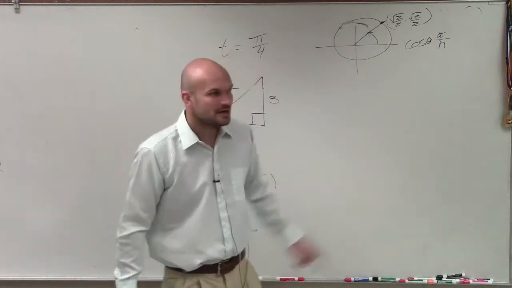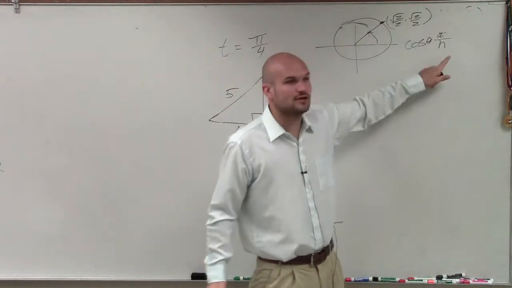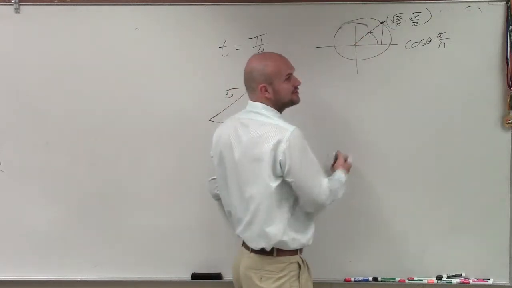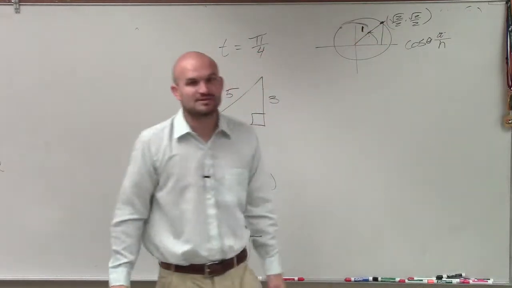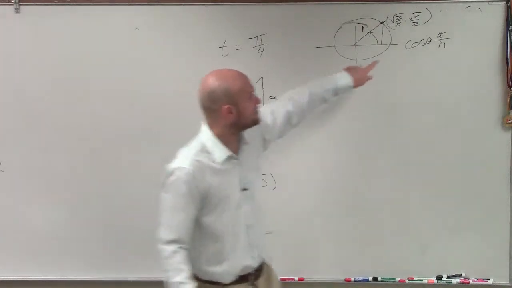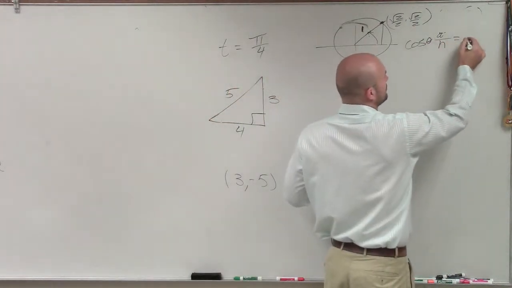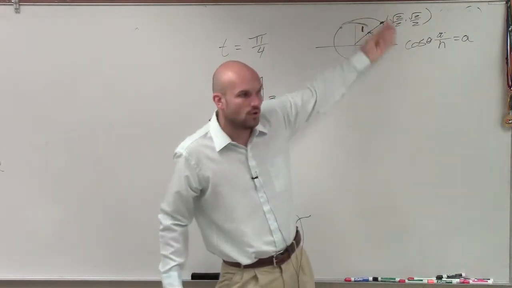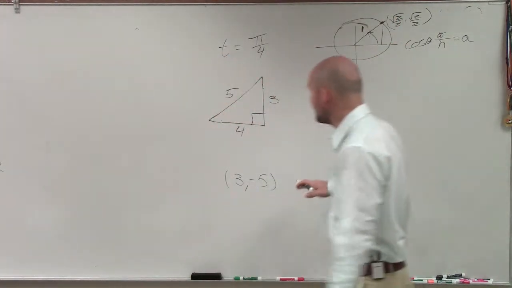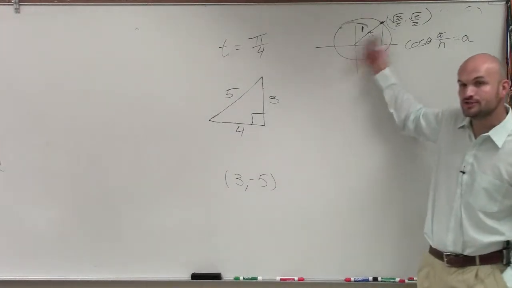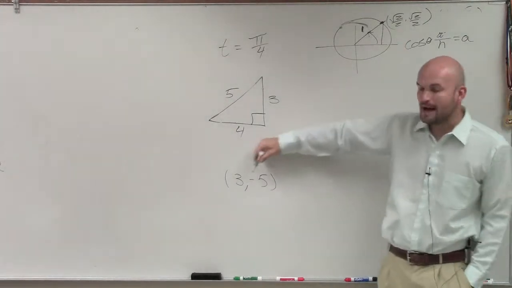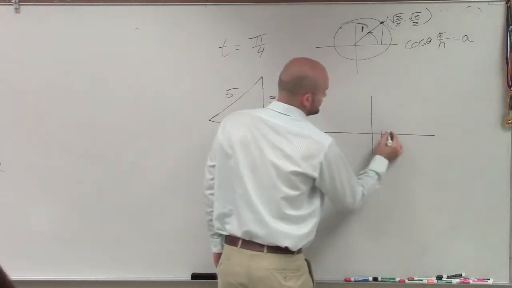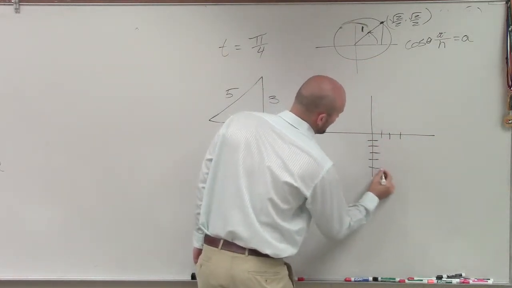So cosine doesn't ever change from being the ratio of adjacent over hypotenuse. Cosine of your angle is always adjacent over hypotenuse. But if I have a triangle that I can write on the unit circle, what is my hypotenuse always going to be? 1. So that's why we said the cosine of theta was just equal to your adjacent side, which on the unit circle represented our x coordinate.